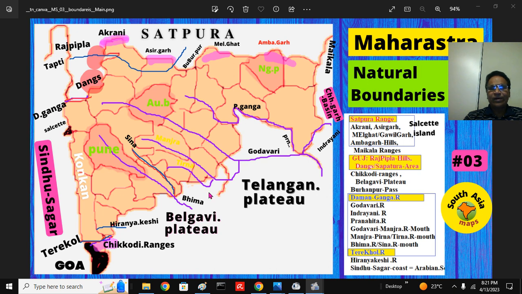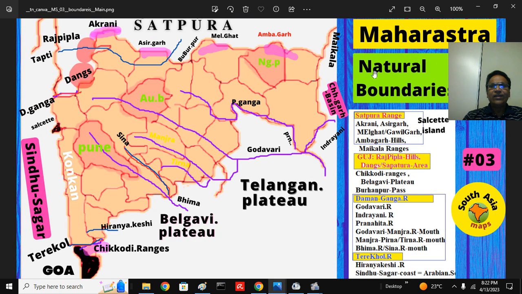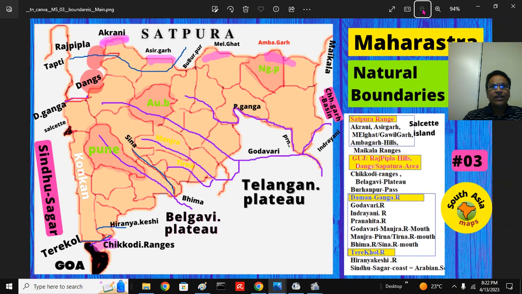These are the borders. This is the Tirakol river we have seen, and here in Hiranyakeshi we can see almost the southern river. Sometimes we can say the Gokak river also is there. This is how you count it, but here in Hiranyakeshi we can consider the Kolhapur region border, and Sindhu Sagar we have already seen, the Arabian Sea, the Chikodi mountain regions. We have seen it here. Let's go and look at the real map.